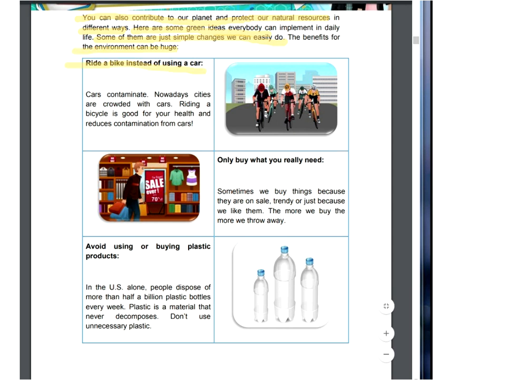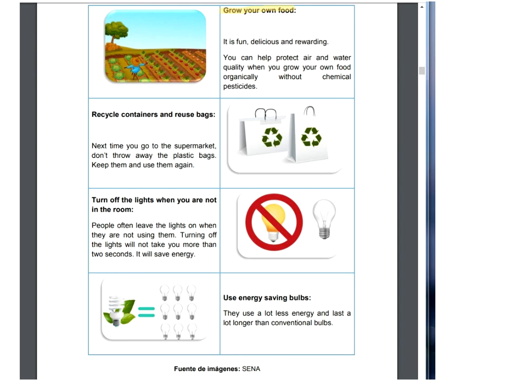For example, ride a bike instead of using a car. Only buy what you really need. Avoid using or buying plastic products. And then you have the description of each of them. Those are the possible solutions you can implement to save our planet. Then we have some other examples of other possible solutions. You will read them very carefully. Grow your own food, recycle containers and reuse bags, turn off the lights when you're not in the room, and use energy-saving bulbs.